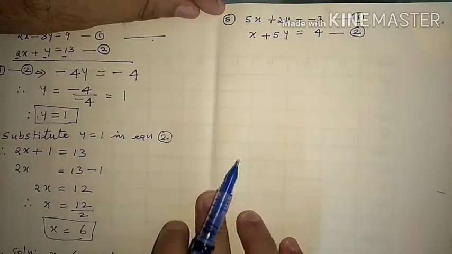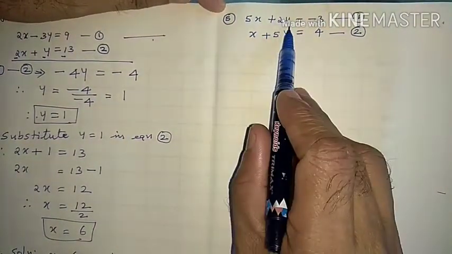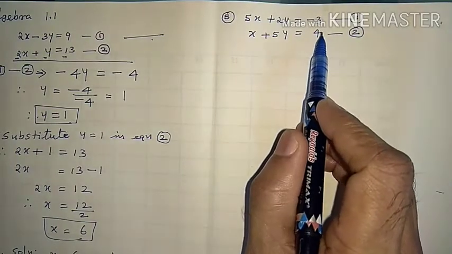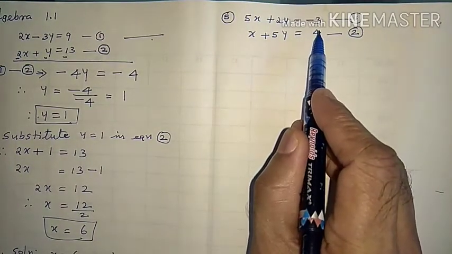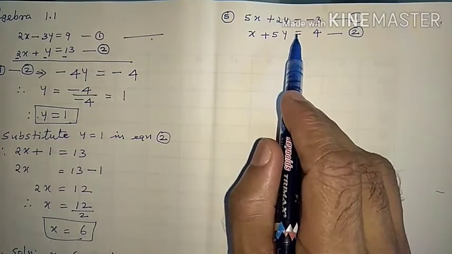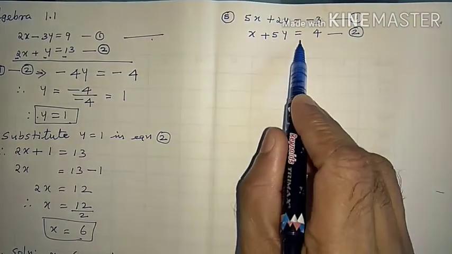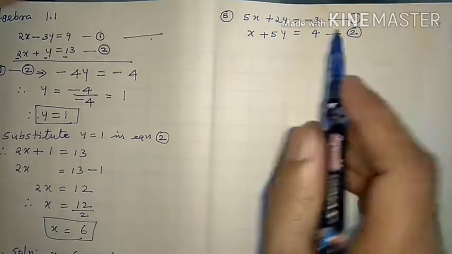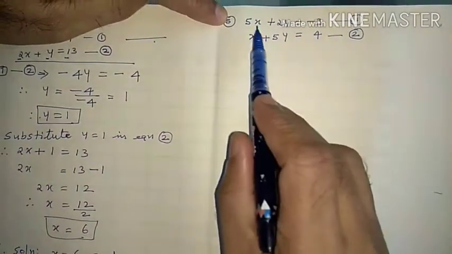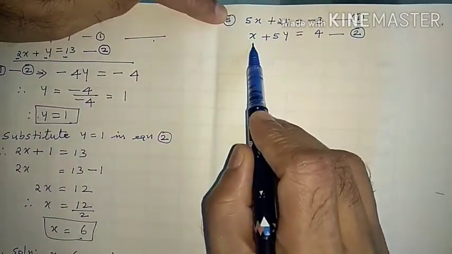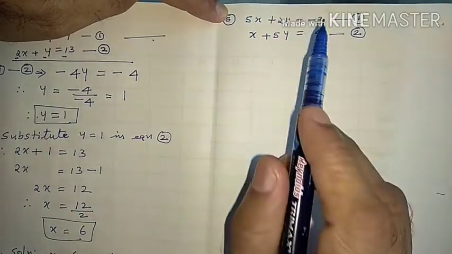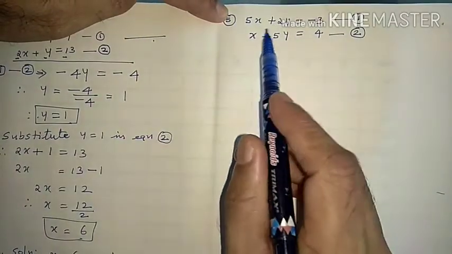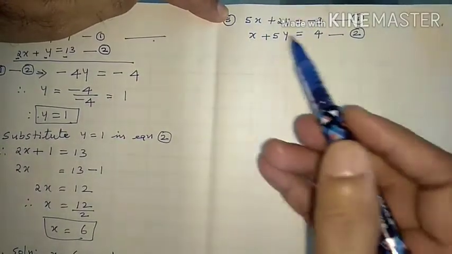Now we do question number 5. 5x plus 2y equal to minus 3. First equation is 5x plus 2y equal to minus 3. Second equation is x plus 5y equal to 4. Now x coefficients differ. y coefficients also differ. We have to eliminate one, any one of x or y variable.